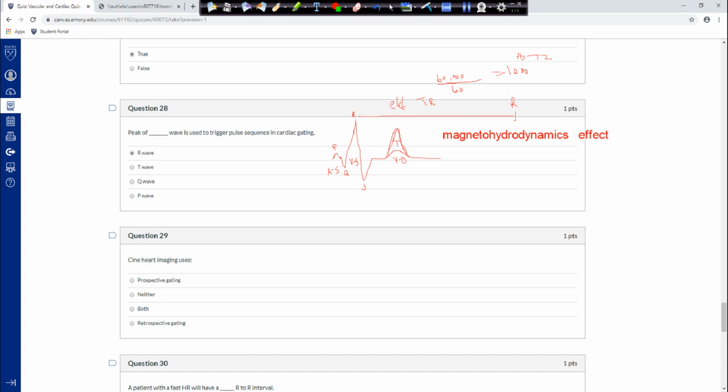All right, Cine heart imaging uses what? Retrospective. Good, retrospective. That's where we're imaging the heart during all the different cardiac phases. That's why with Cine imaging, you can actually see it moving. Prospective, you're just getting images of the heart while it's stationary, while it's not moving. So Cine, it's like a movie, Cine, like cinema, you're seeing the heart move.